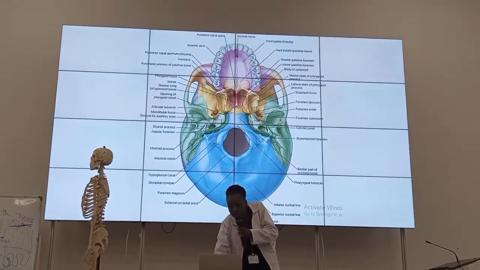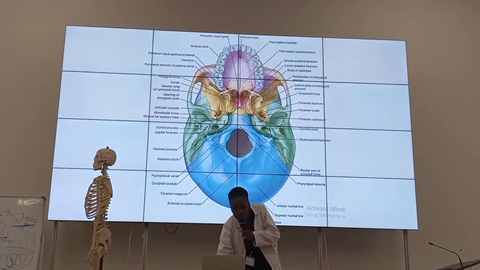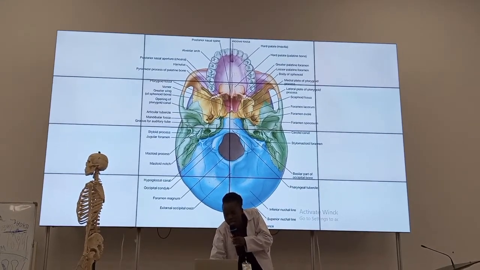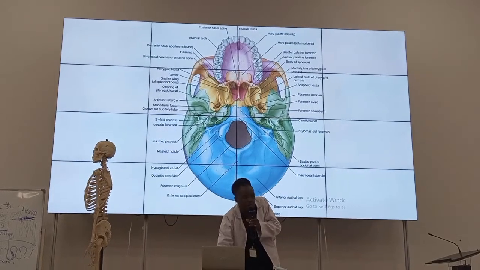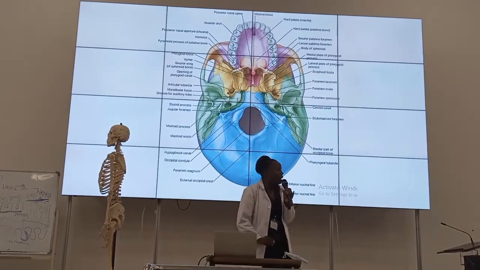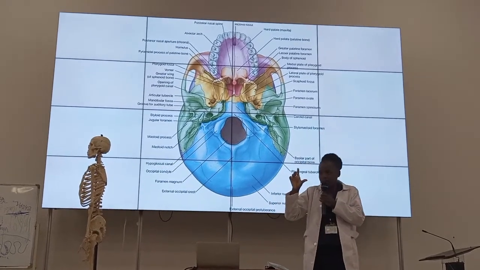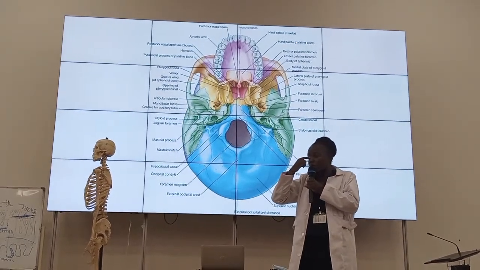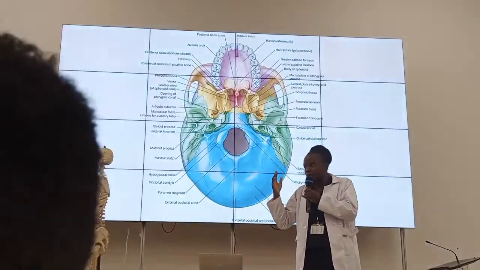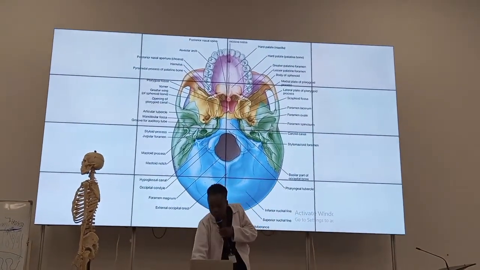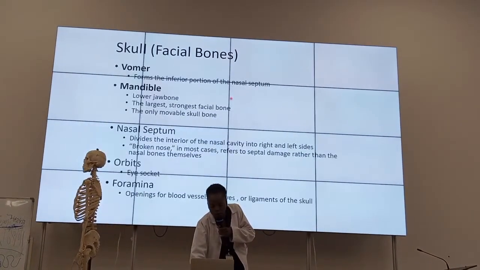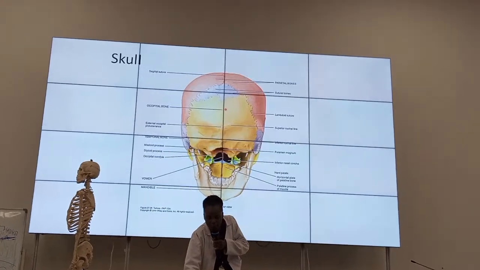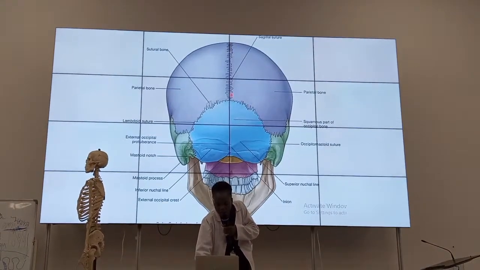So this is what we are seeing. The horizontal plate of this palatine bone and this horizontal plate of the other palatine bone, and they are meeting in the midline. Is that clear? Now, the perpendicular plate, on the other hand, actually extends as far as the orbit. Are you getting me? So I'm going to show you the orbit. I want us to look at the orbit, because I said that the perpendicular plate goes as far as the orbit.